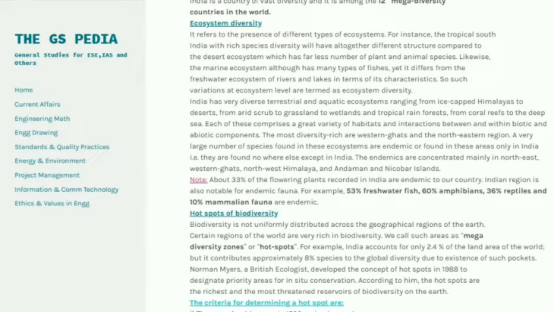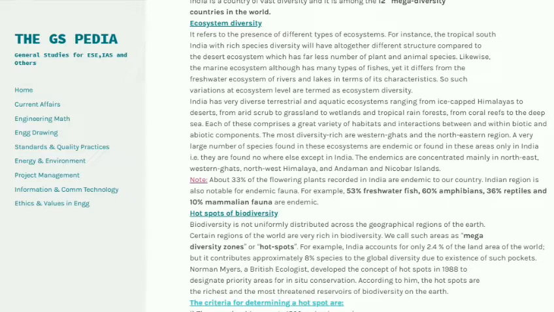A very large number of species found in these ecosystems are endemic, or found in these areas only in India, that is, they are found nowhere else except in India. The endemics are concentrated mainly in the northeast, Western Ghats, northwest Himalaya, and Andaman and Nicobar Islands.